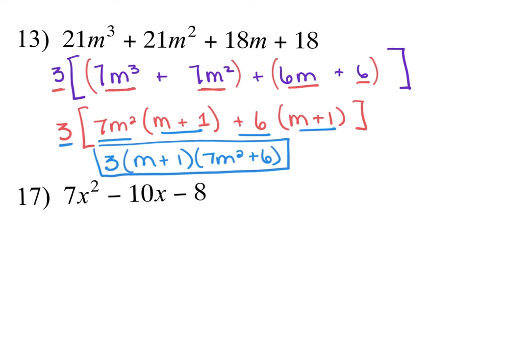All right, so we have no common factor. So we're going to go straight to our method of multiplying across. We're going to multiply 7 and negative 8. What is 7 and negative 8? Negative 56. So I want factors that will multiply to negative 56 and that will add to negative 10. What are those? 14 and 4.